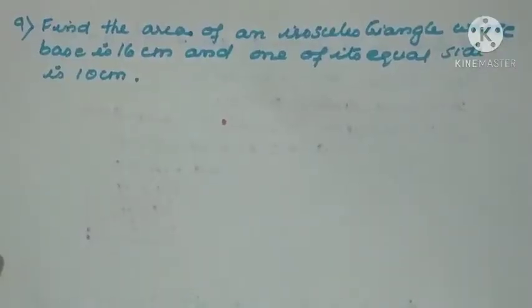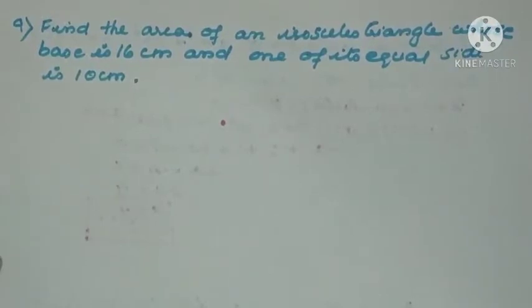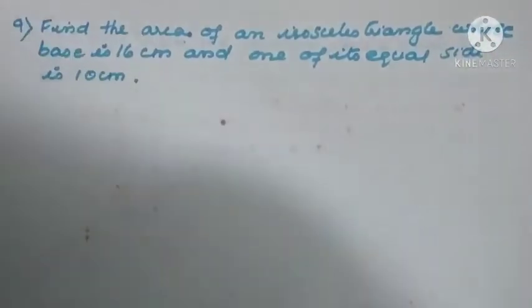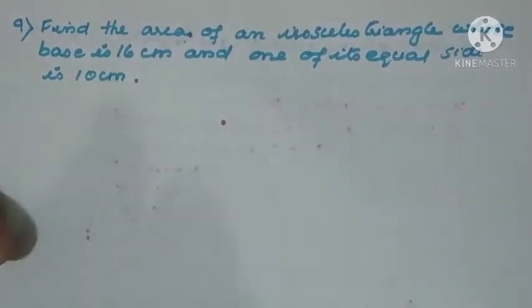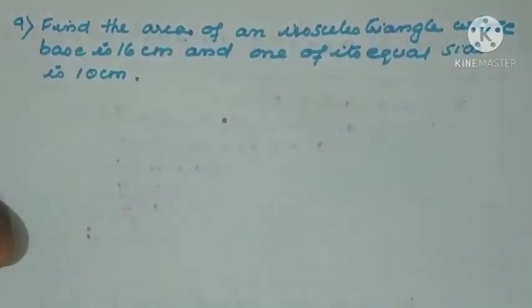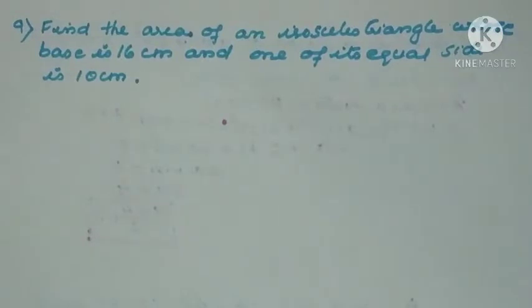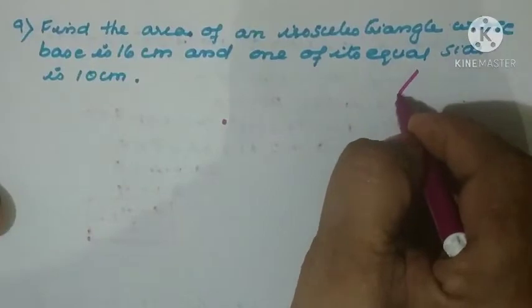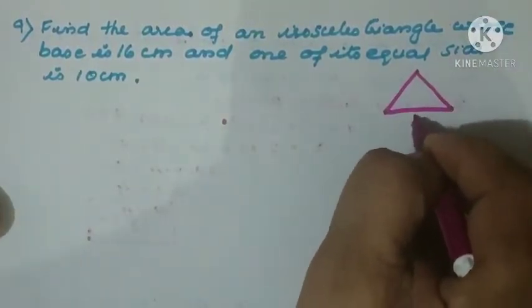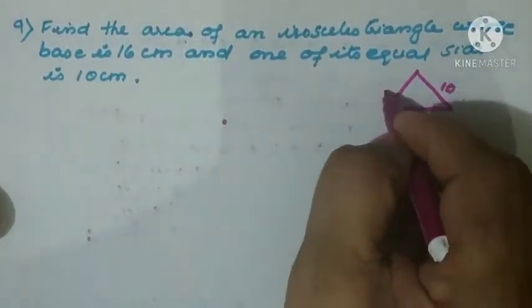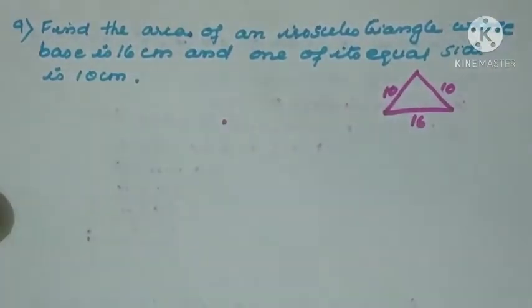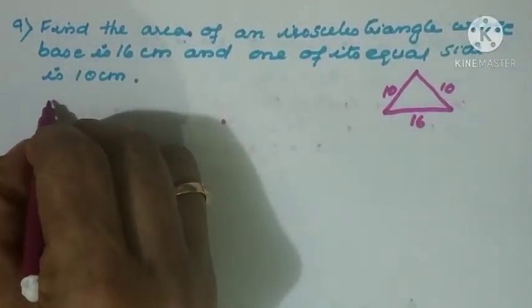Find the area of an isosceles triangle whose base is 16 cm. One of its equal side is 10 cm. Now here area only we have to find out. We will draw a rough diagram now. Just to draw a triangle here. Base I will mark 16. One of the equal side means the other side is also equal to 10 only, right? Now we can take down solution now.